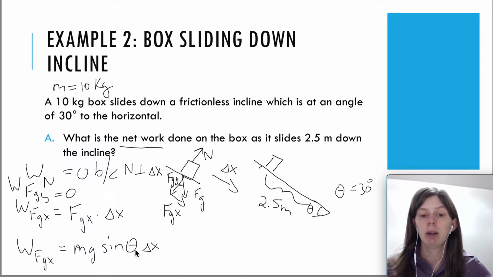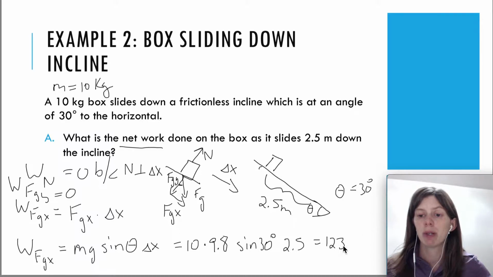So now we're finally ready to write down all of our numbers. We have 10 kilograms for the mass, 9.8 for g, sine of 30. If you remember, sine of 30 is always 1/2. It makes your calculations easier. And then we have the displacement, the distance is 2.5 meters. We multiply all of these numbers together, and I got 122.5, so I'll round to 123 joules.